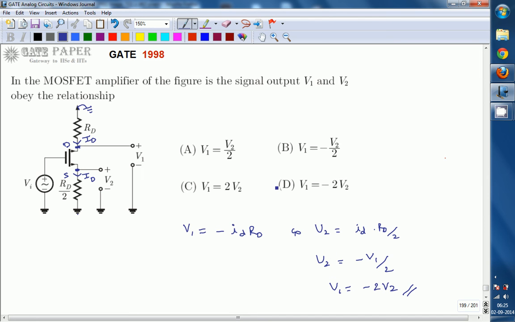So the right answer for this question is V1 is equal to minus 2V2. D is the right answer. Thank you.